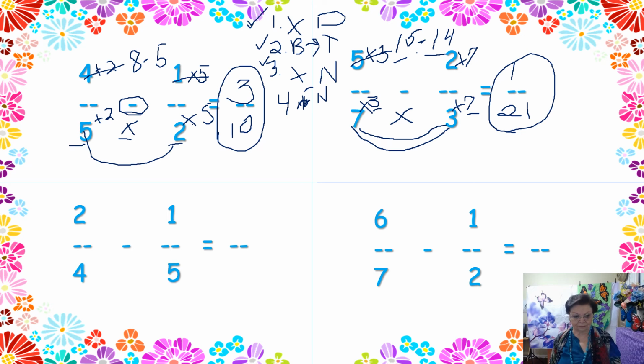Okay, let's see if you guys can do this one. I have a 4 and a 5. What do I do first? Correct. I'm going to multiply the denominators. 4 times 5 is 20. How did I get that 20? I multiplied the 4 times the 5. And when I do that, it's the same thing as multiplying the 5 times the 4.